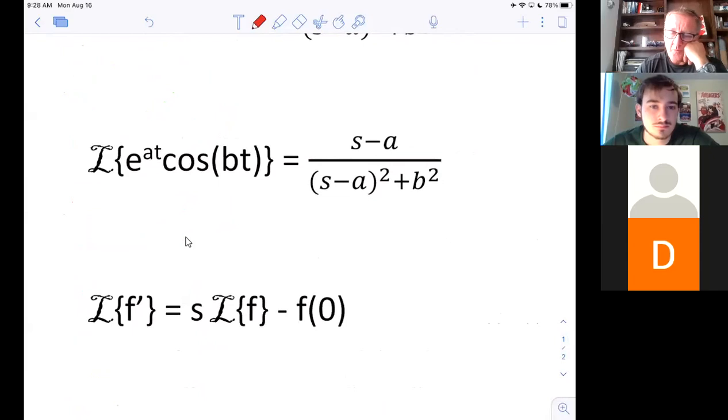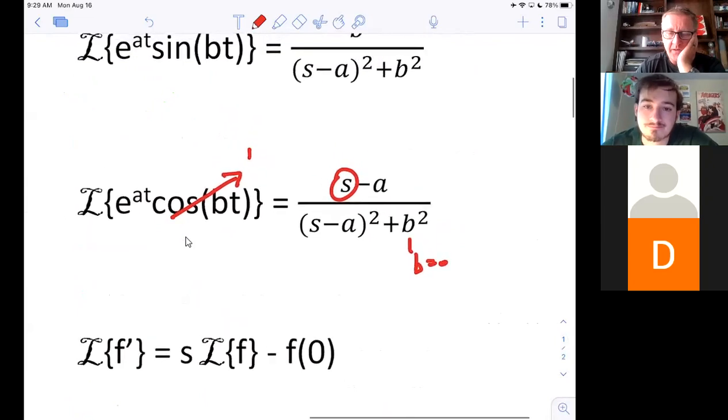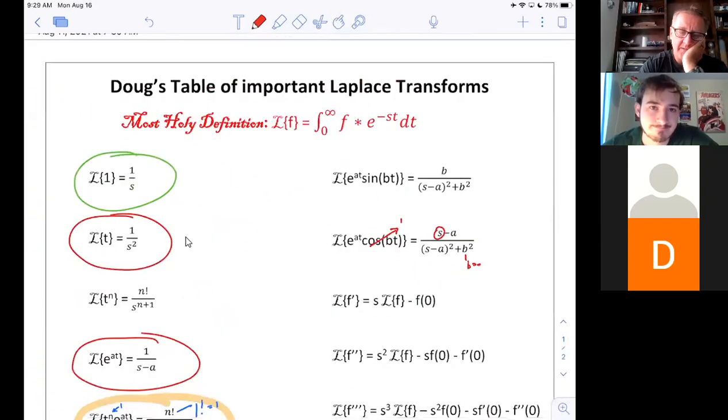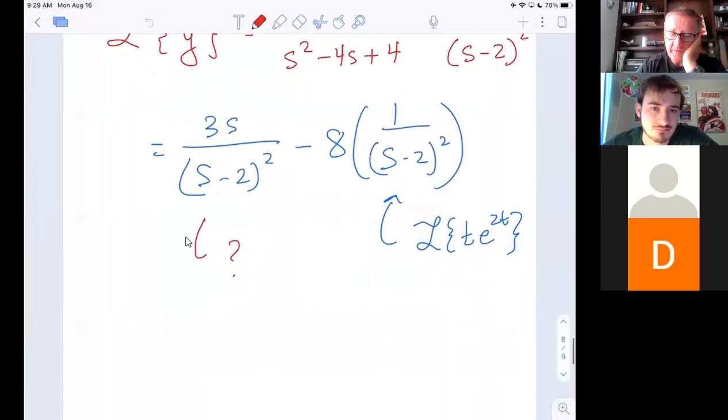But again, in order for that to work, b would have to be 0, right? We saw that before. And if b was 0, then that makes it s minus a over s minus a squared. And if b is 0, cosine of 0 is 1. It just turns into the Laplace transform of e to the at. So that was close. It has an s on top, but it doesn't work. So, is this a dead end? Is there something I could do with this?